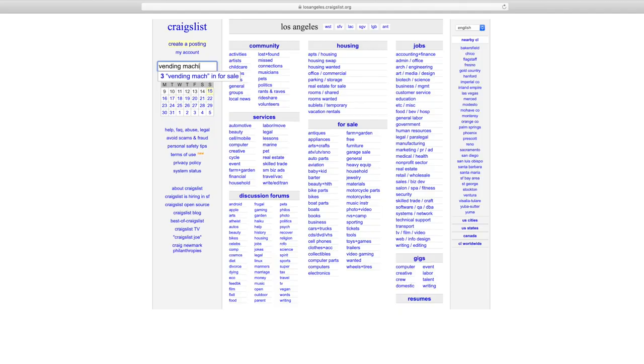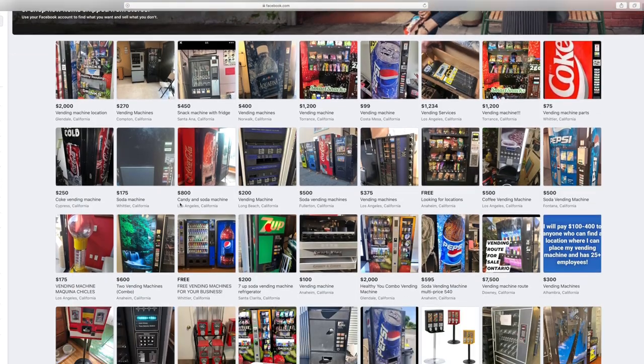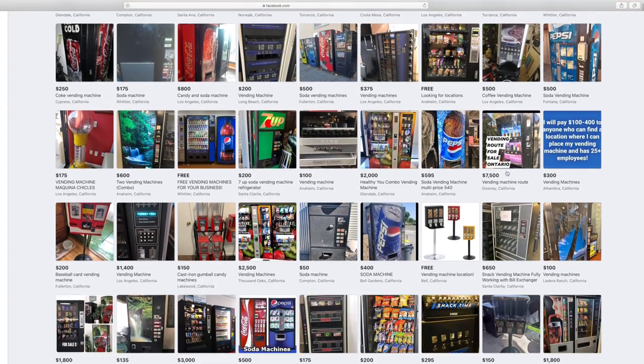So my suggestion is look on Craigslist, look on Marketplace, get yourself a couple used machines, American used machines like a Dixie Narco 501E stack machine or a Royal 669 stack machine. And just start with a couple locations. Put cans in the machine because they have a longer shelf life, they're less expensive.